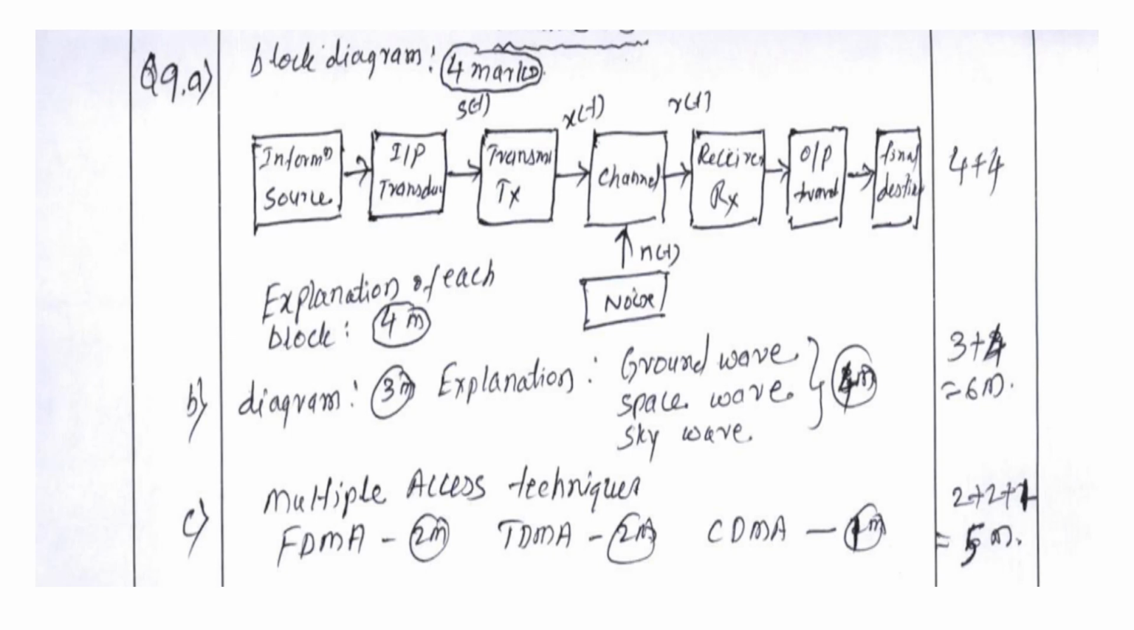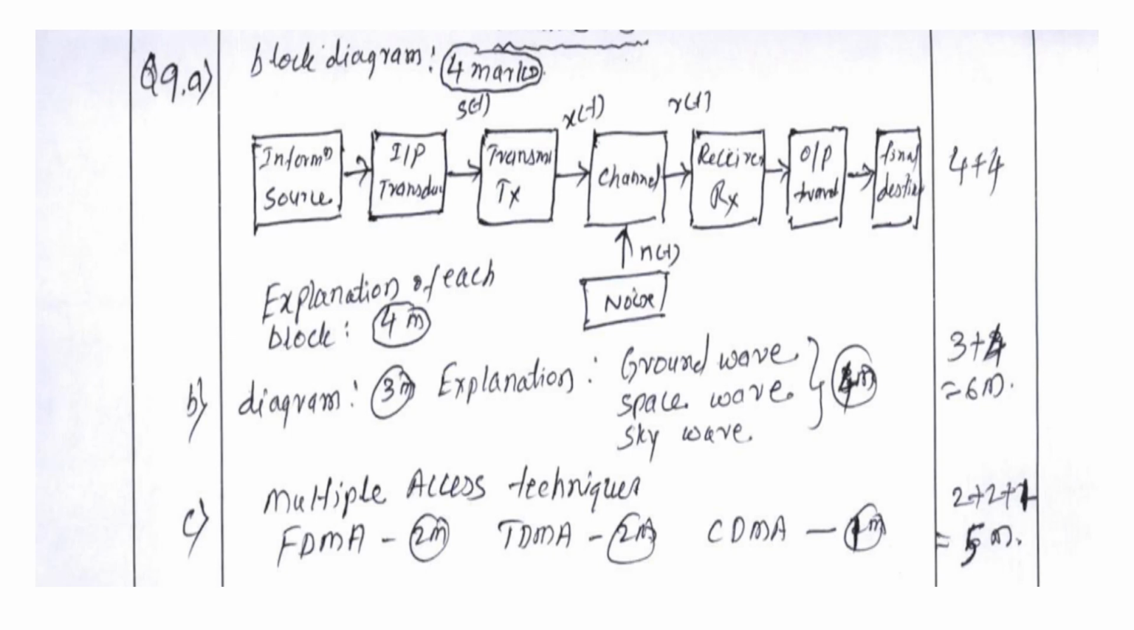The next question is radio wave propagation system and its types. For the diagram, you will have 3 marks, and explanation: ground wave, space wave, sky wave, these are the types. And the explanation of each of the waves carries 4 marks. So totally it is of 6 marks.